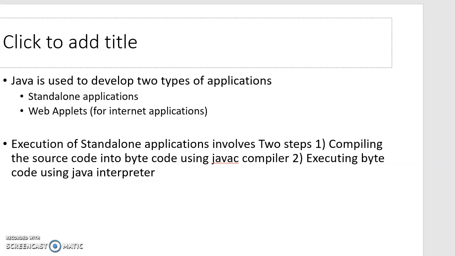Now execution of a standalone application on a system would involve two steps. One is compiling the source code into a bytecode using the Java-C compiler, and executing the bytecode using the Java interpreter. So understand that there are two things over here: one is a compiler and the other is an interpreter. You have a source code which will be converted to bytecode using a Java-C compiler, and then it will be executed by a Java interpreter.